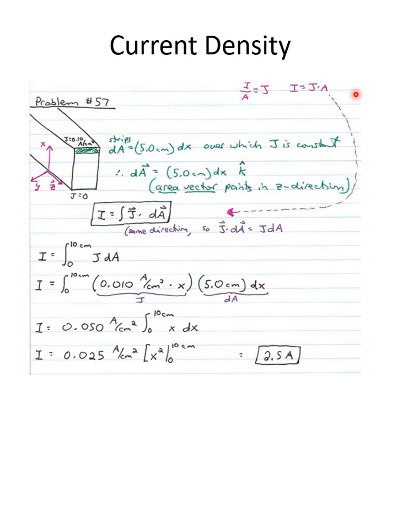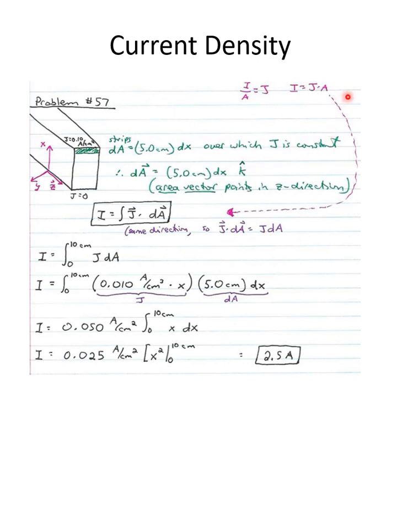But what we can do is take these little strips of width dx and length 5 centimeters. And they're so infinitesimally thin that we can consider the current density constant through each of these rectangles. Then we're going to add them all up. Each of these rectangular strips has an area dA, which is 5 centimeters times dx. As a vector, dA is the area times the direction the current is flowing, which is the z direction, the k-hat direction. So dA is 5 centimeters times dx, k-hat.